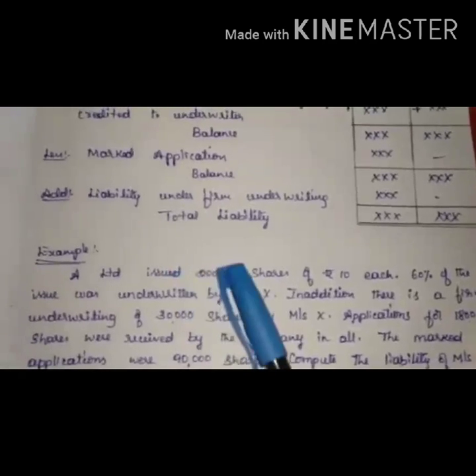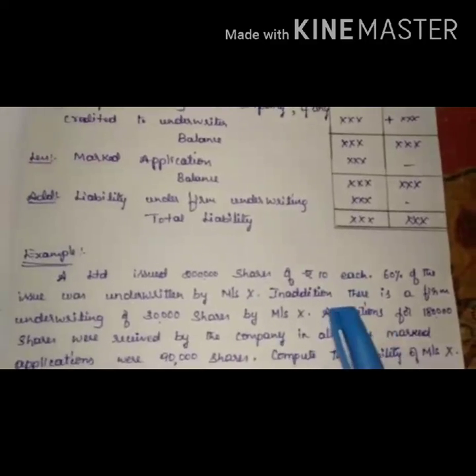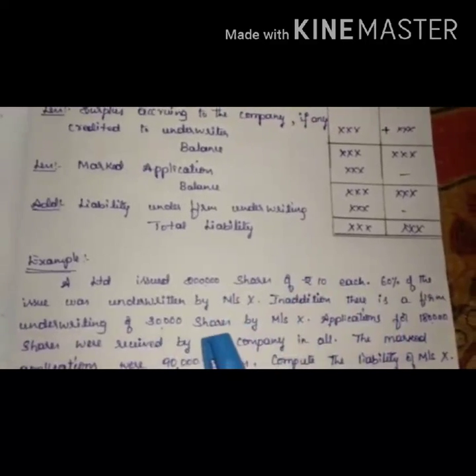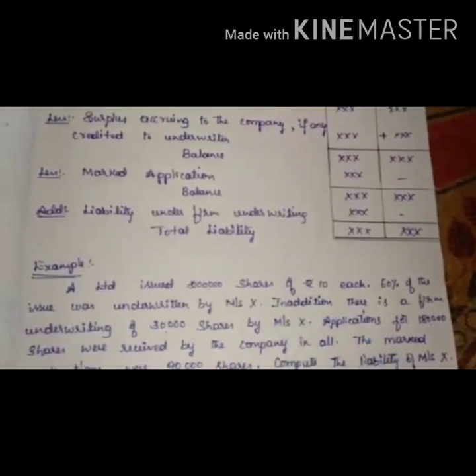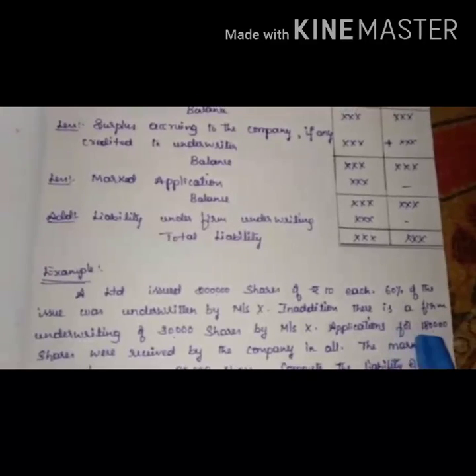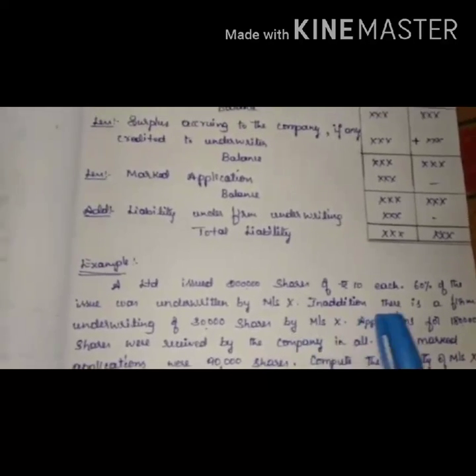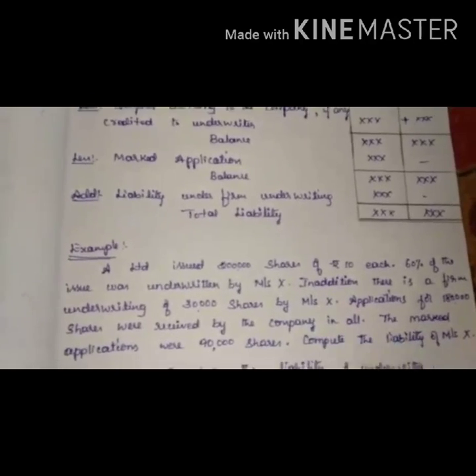A Limited issued 2 lakh shares of 10 each. 60% of the issue was underwritten by Mrs. X. So 60% means part of the issue is underwritten. In addition, there is a firm underwriting of 30,000. So this 30,000 X definitely has to take. He makes a firm commitment to take up 30,000 shares. Applications for 1,80,000 shares were received by the company in all. That means from the public, the company receives 1,80,000 shares. The marked applications were 90,000, that is, applications that have come through Mrs. X. Compute the liability of X.